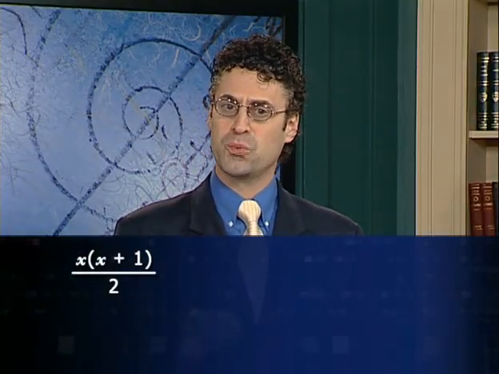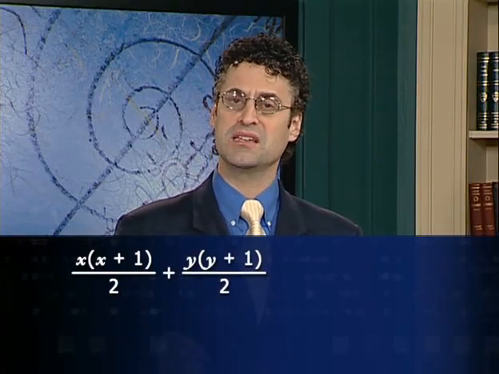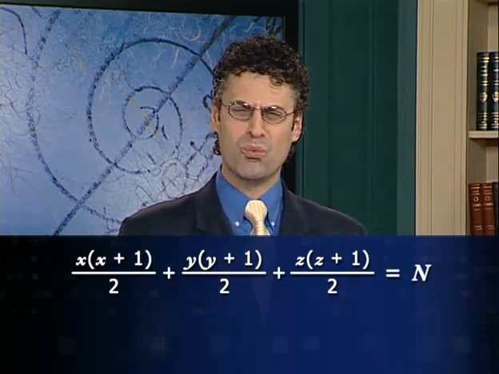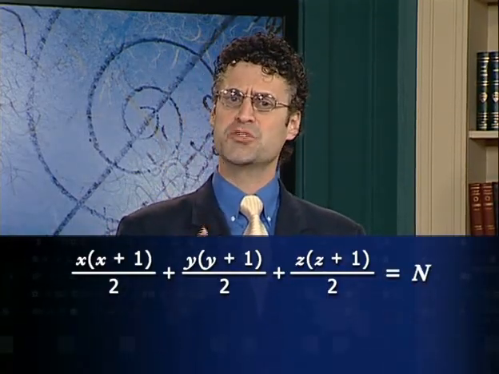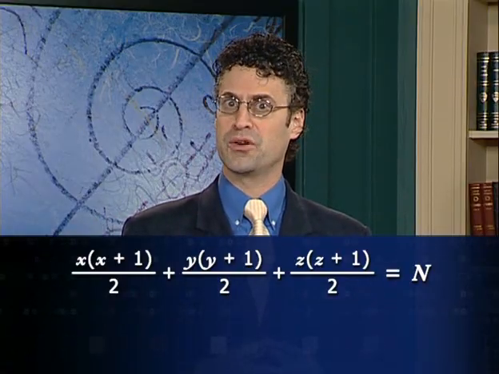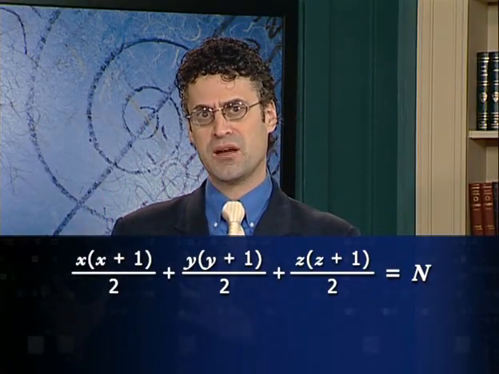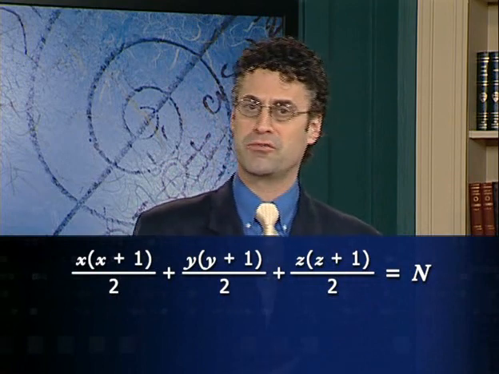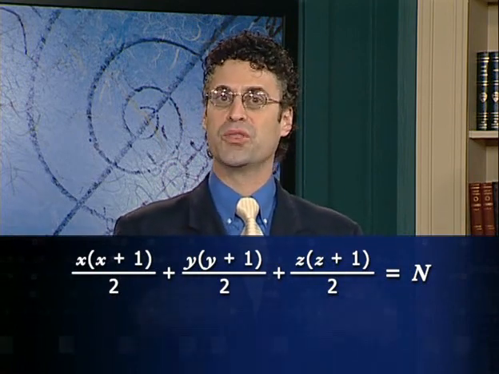Let's just think about what would be involved. Given a natural number, let's call it capital N, we would have to find whole numbers, so natural numbers, maybe 0, x, y, and z, that satisfy the Diophantine equation x times x plus 1 divided by 2, plus y times y plus 1 divided by 2, plus z times z plus 1 divided by 2 equals N. Now where did that come from? Well, think about it. Each one of those represents a triangular number. That's the formula for triangular numbers. So it's saying that one triangular number formed by the x's plus another triangular number formed by the y's plus the third triangular number formed by the z's has to equal the given number N.